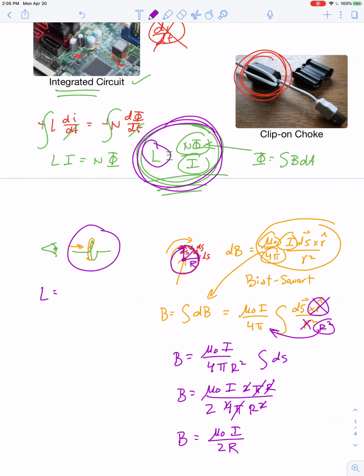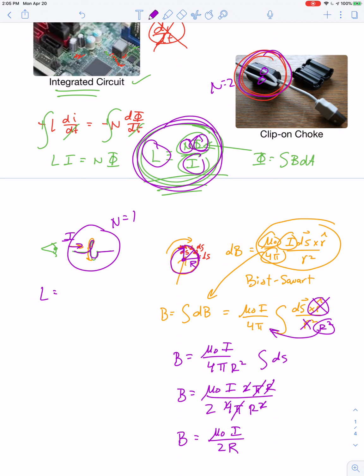All we need to do is say, well, since it's a single loop, n equals 1. If it was like this one here, it looks like we've got 1, 2. Okay, so then we'd have a case where n equals 2. In any case, the n is easy to account for. The I is easy to account for. I is just the amount of current that's flowing through our loop.